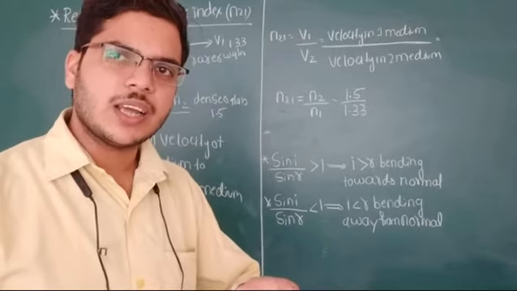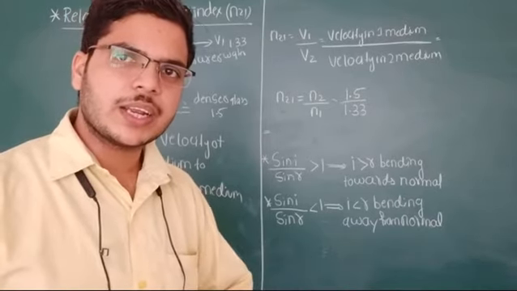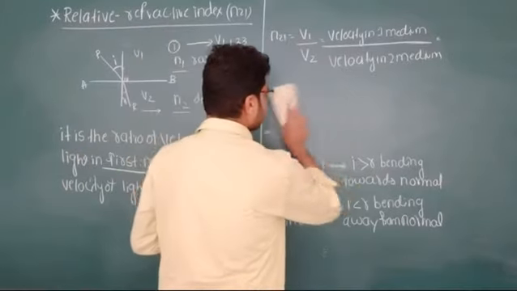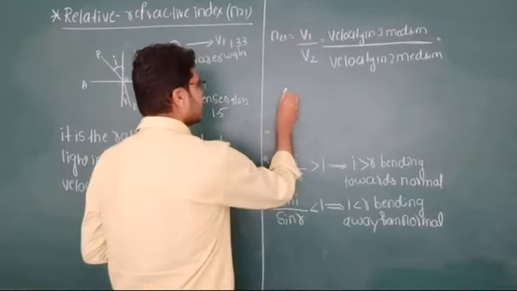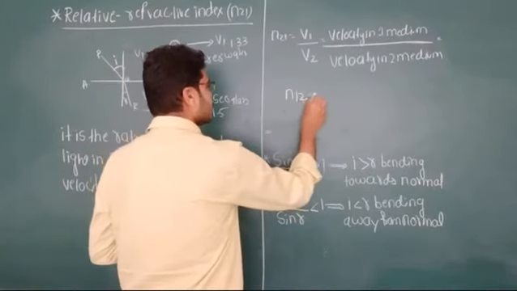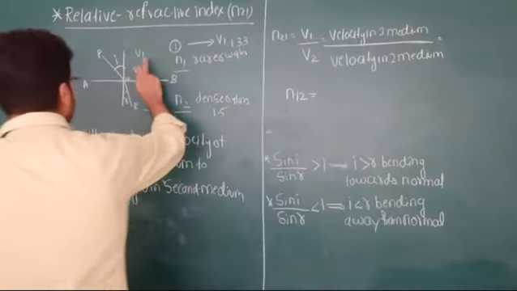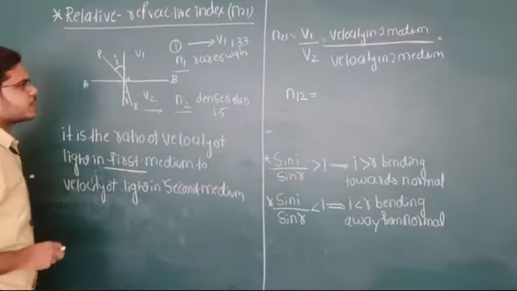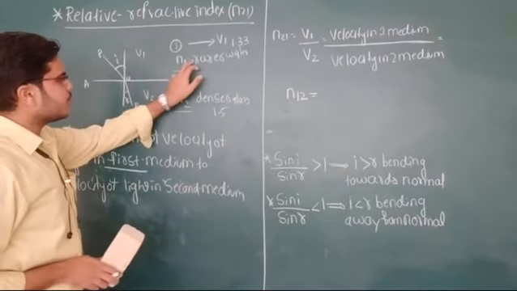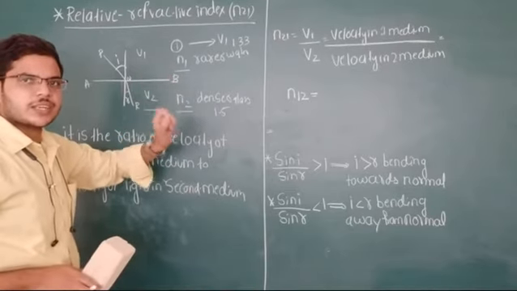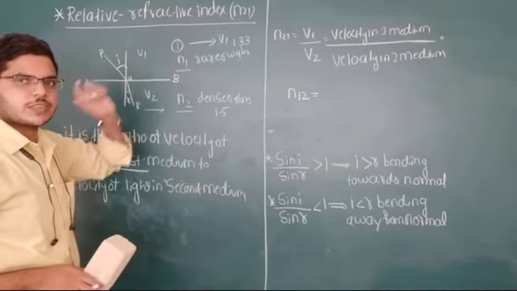Or we can also compare the rarer medium to the denser medium, that is, N12. In the first case, what will happen? The ray is in the water medium, going to the glass medium. That is rarer medium to denser medium. Then it is N21, the refractive index of the second medium with respect to the first medium.